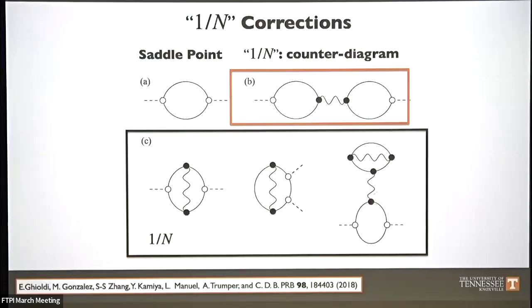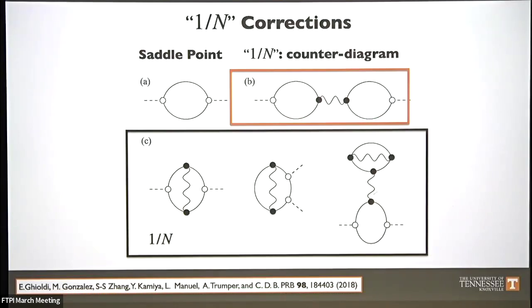order diagrams in 1 over N, and here I put it between quotes, because in the presence of a condensate, in absence of a condensate, these would be the diagrams that are of order 1 over N. One has to count basically the number of RPA propagators, each of which gives you 1 over N, and then the internal loops give you an order N, right? So basically, these are all the diagrams that you get at order 1 over N.